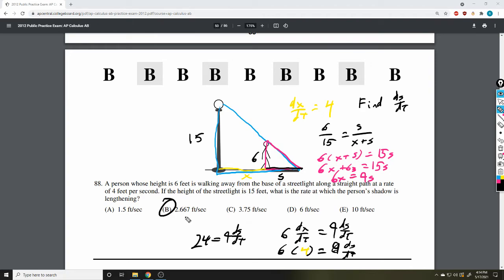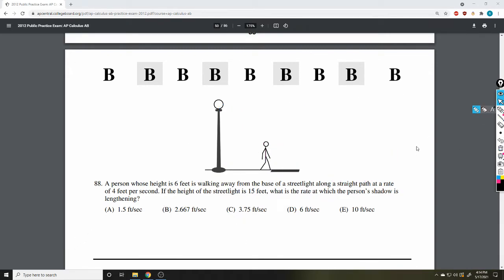So a lot more complicated one, but we actually did a related rates example like this one in class. So hopefully it looked at least a little familiar to you once we went through that one. But if you didn't get it, don't panic too much about it. That was a hard question. Next.